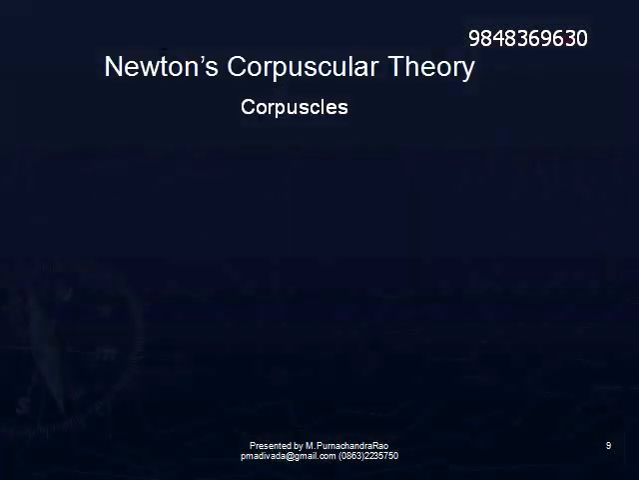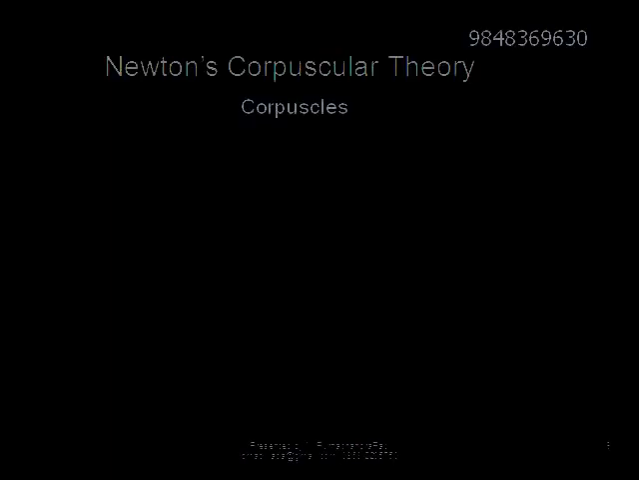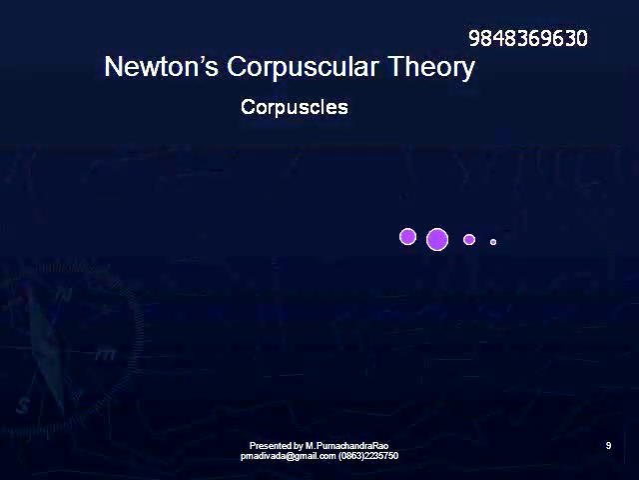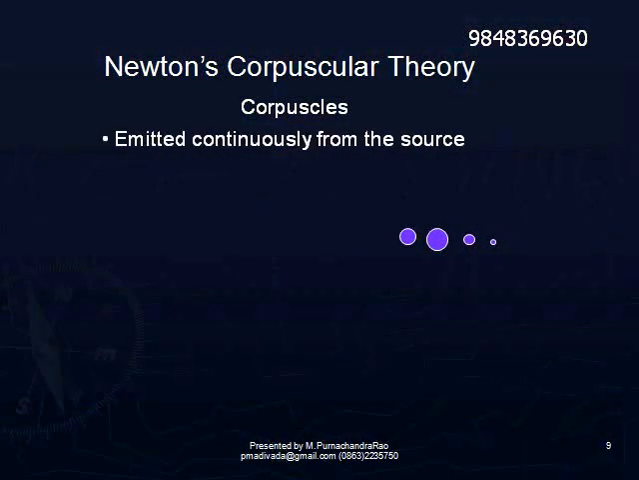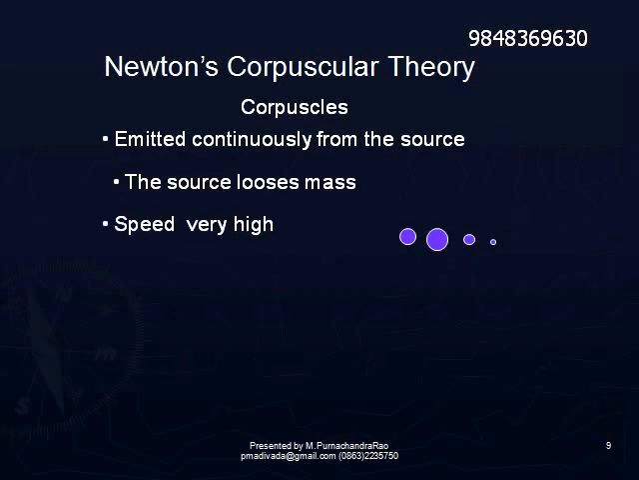Newton's corpuscular theory proposes light to be composed of tiny elastic particles. These elastic particles are emitted continuously from the source. Hence, the source must lose some mass.